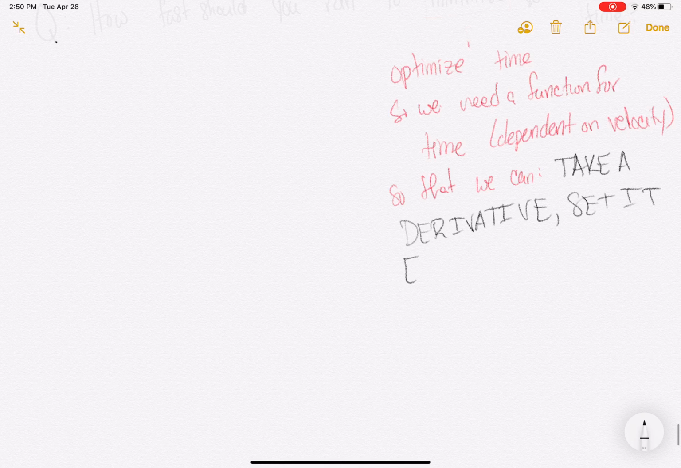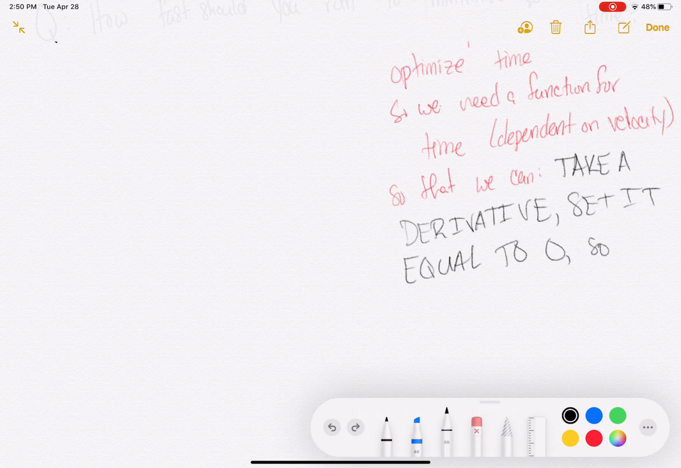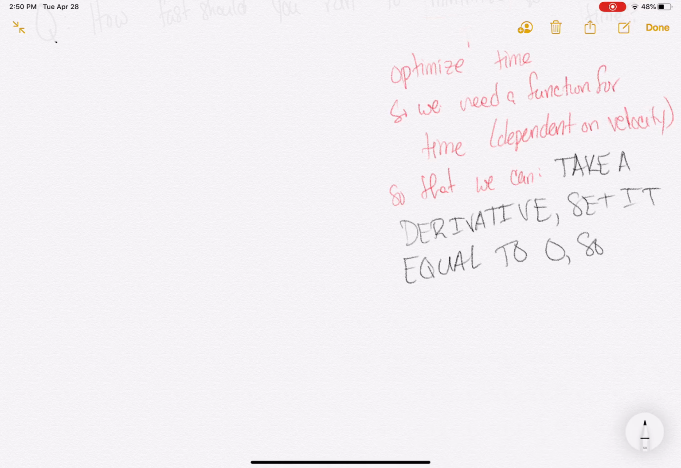Set it equal to 0. All caps, please. Solve. Oh boy. For our variable. In this case, for velocity.